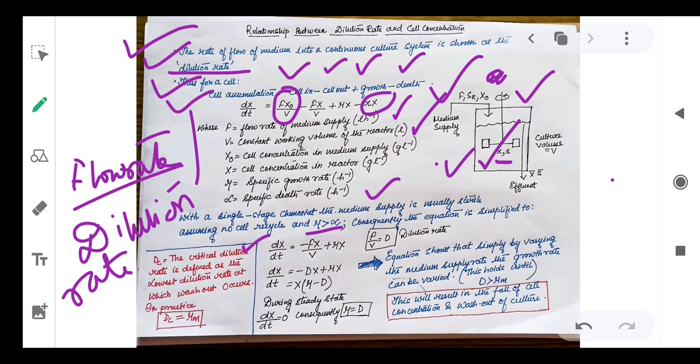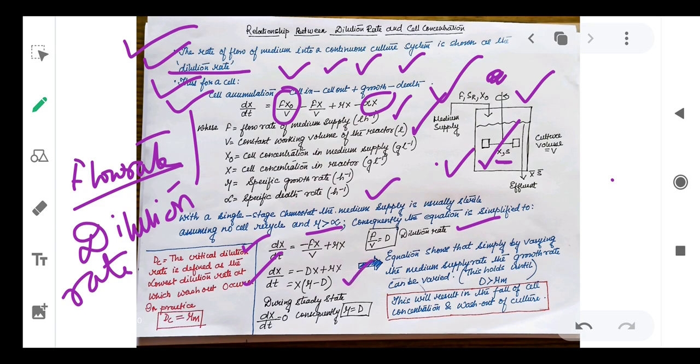Now what is F by V? Flow rate per unit volume is the dilution rate. As I told in the first part of the derivation, if you don't control your flow rate, ultimately the dilution rate will increase and that will bring about washout. So you substitute F by V with D. So dx by dt is equal to minus D x plus mu x. You take x common: x times mu minus D.